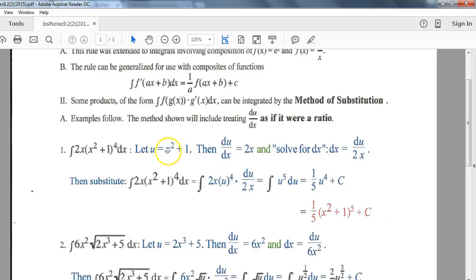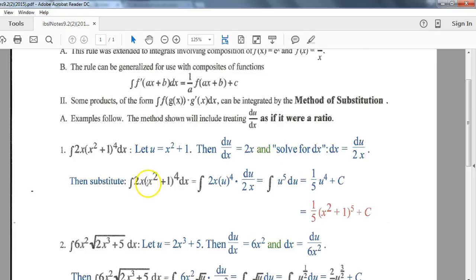So here's our interior function. Let's take the derivative of this, so we're going to do this as du in relation to dx. The derivative of this would be 2x, so here's that statement right here. Now if I get dx by itself, I'm going to multiply dx over to the right and divide 2x over to the left, and I get this look here: dx is equal to du over 2x. So now we can replace dx with that fraction.